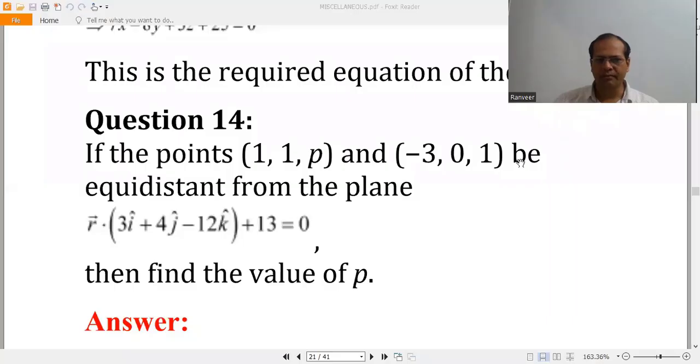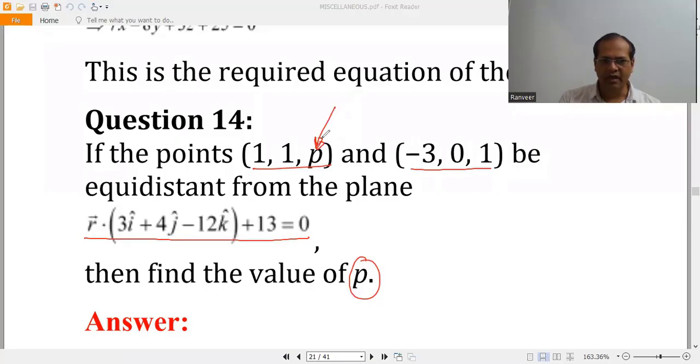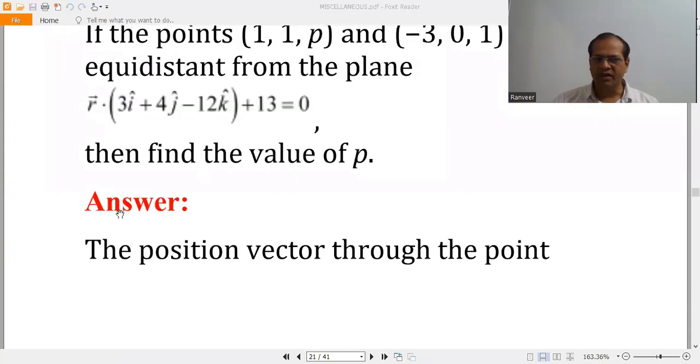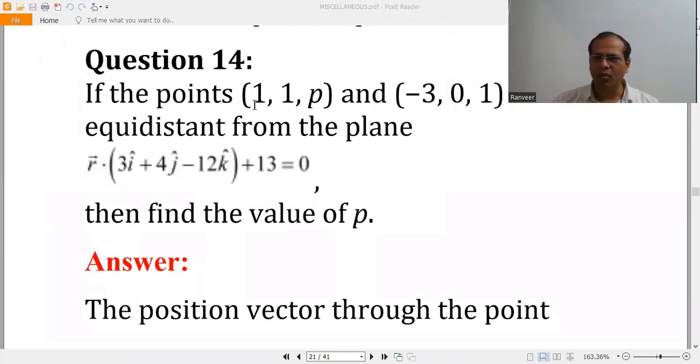Question number 14. If the points (1, 1, p) and (-3, 0, 1) are equidistant from the plane, find the value of p. This is the unknown value that we have to find out. First of all, when the points are given, we have to create the position vectors of both the points.